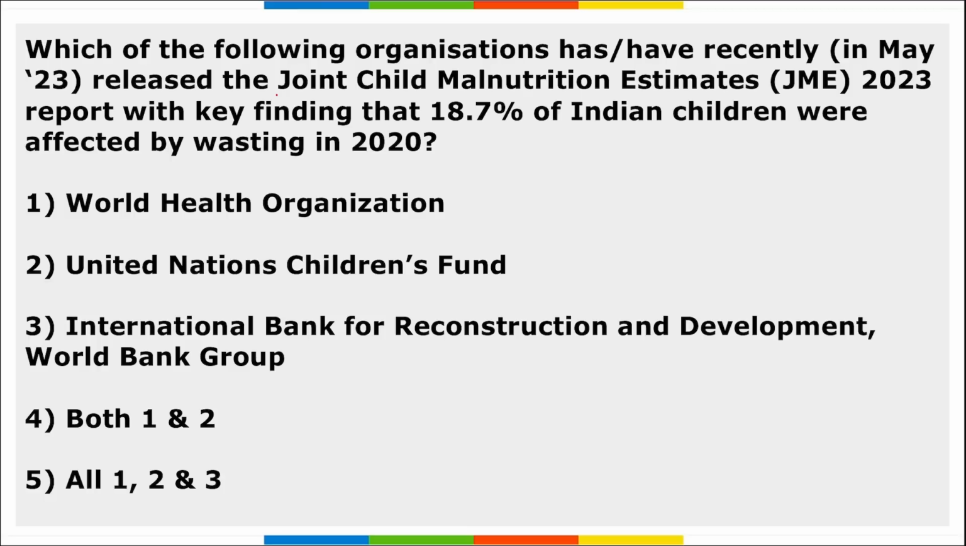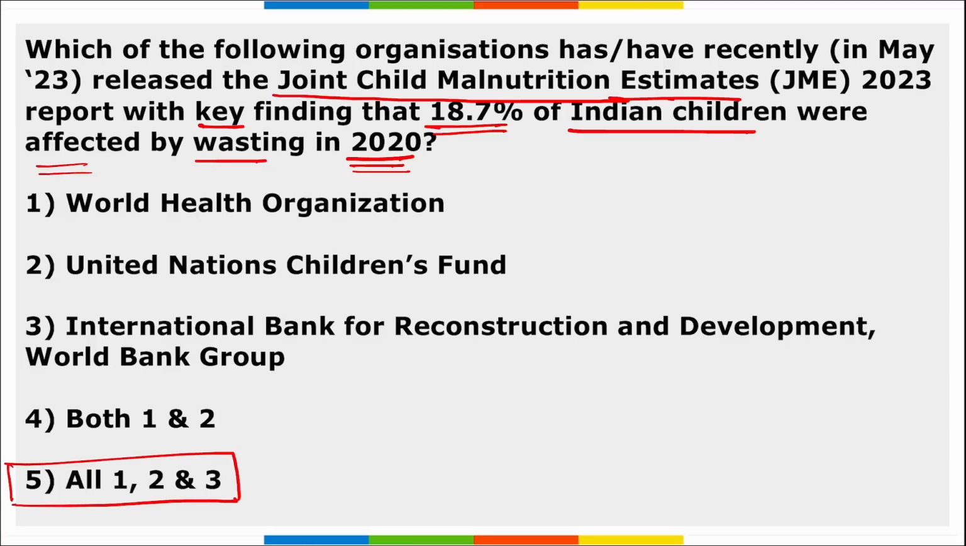Next, which of the following organizations have released joint child malnutrition estimates for 2023 with the key findings that 18.7% of the Indian children were affected by wasting in 2020? So this data was released by all of the above 3 organizations: WHO, UNICEF, and IBRD, that is the International Bank for Reconstruction and Development. It is an arm of the World Bank only.